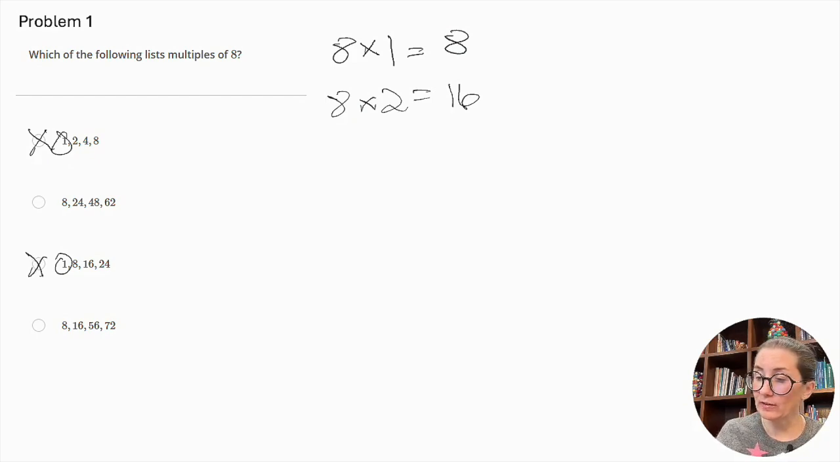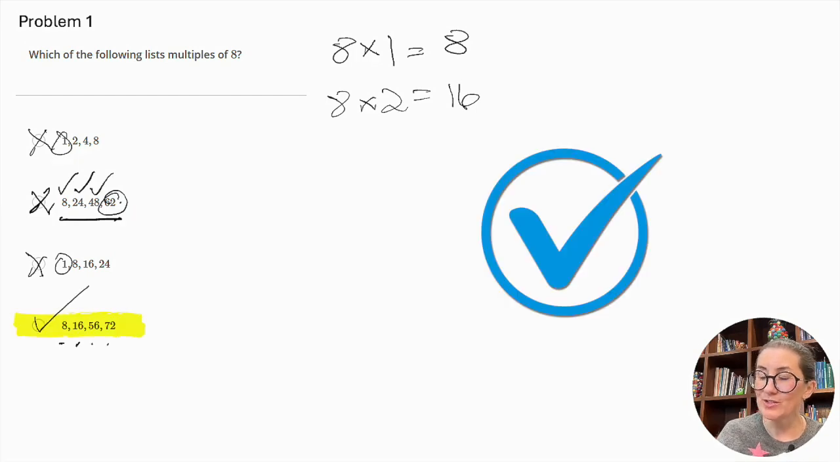Now we can look closely at this one. 8 times 3 is 24. 8 times 6 is 48. But 8 times nothing is 62. 8 times 8 is 64. So we can rule that one out. 8 times 1 is 8. 8 times 2 is 16. 8 times 7 is 56. And 8 times 9 is 72. So these are all multiples of 8.